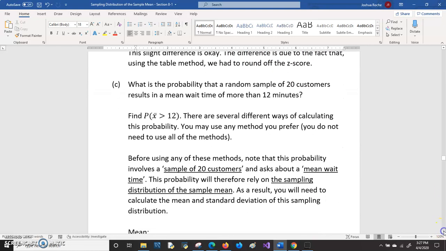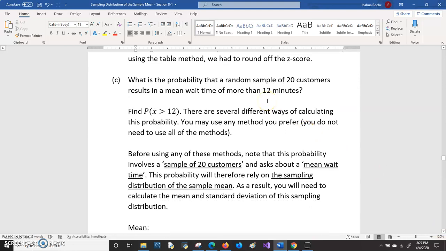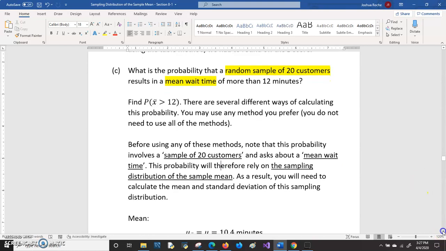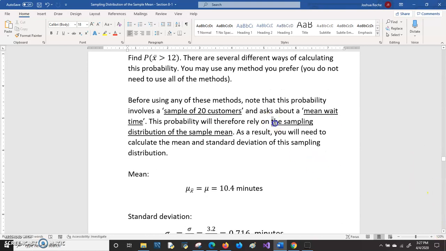Part C is very similar to Part B. The only difference is that now we're taking a sample of 20 customers. They say, what's the probability that a sample of 20 customers results in a mean wait time of more than 12 minutes? So we're dealing with another sample. This time it's 20 customers. We're still talking about the mean wait time. We're dealing with the sampling distribution in this case.